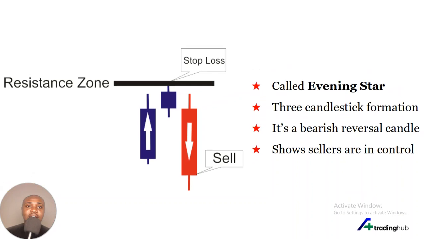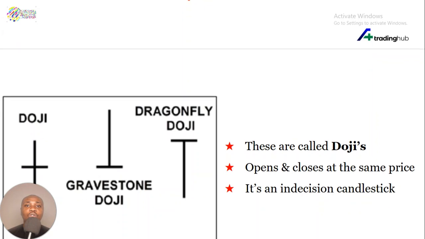Then the evening star. The evening star is the sister to the morning star. It is also a three candlestick formation. It is a bearish reversal candle. It suggests that sellers are in control. So when you see them on resistance zones or supply zones, all you need to do is sell. It gives you a signal that price will start selling from there or price will go bearish from that particular zone.